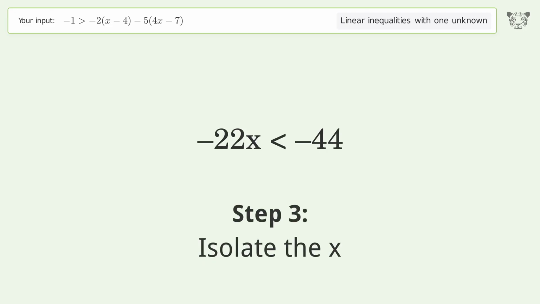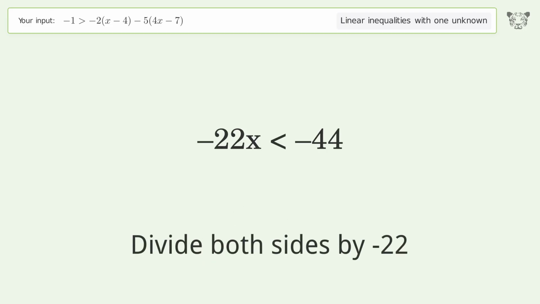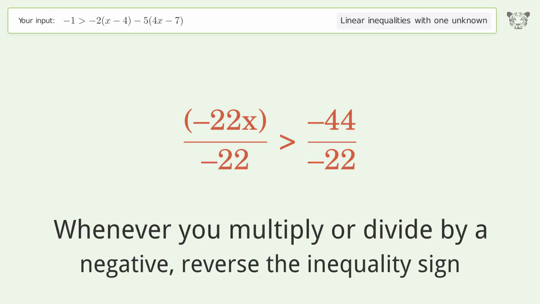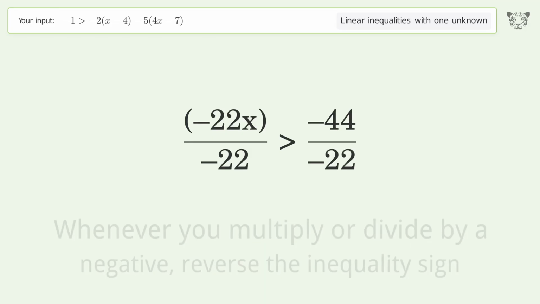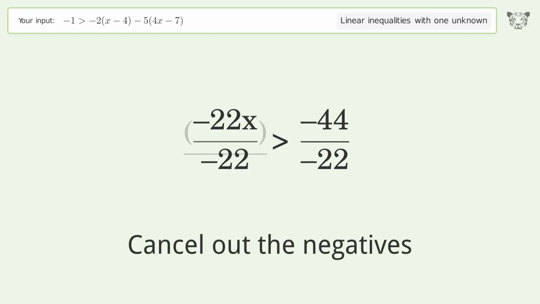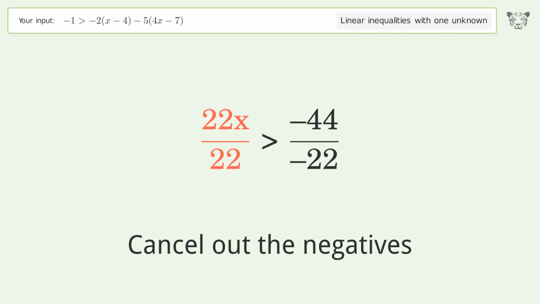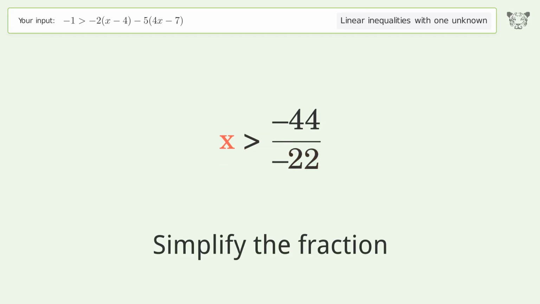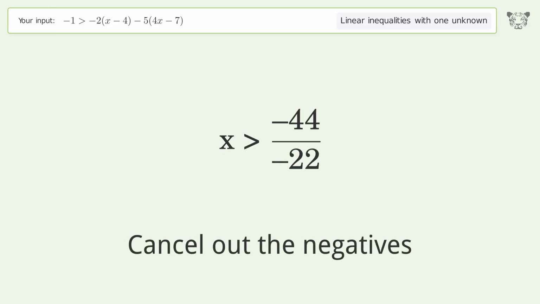Isolate the x. Divide both sides by -22. Whenever you multiply or divide by a negative, reverse the inequality sign. Cancel out the negatives. Simplify the fraction. Cancel out the negatives.